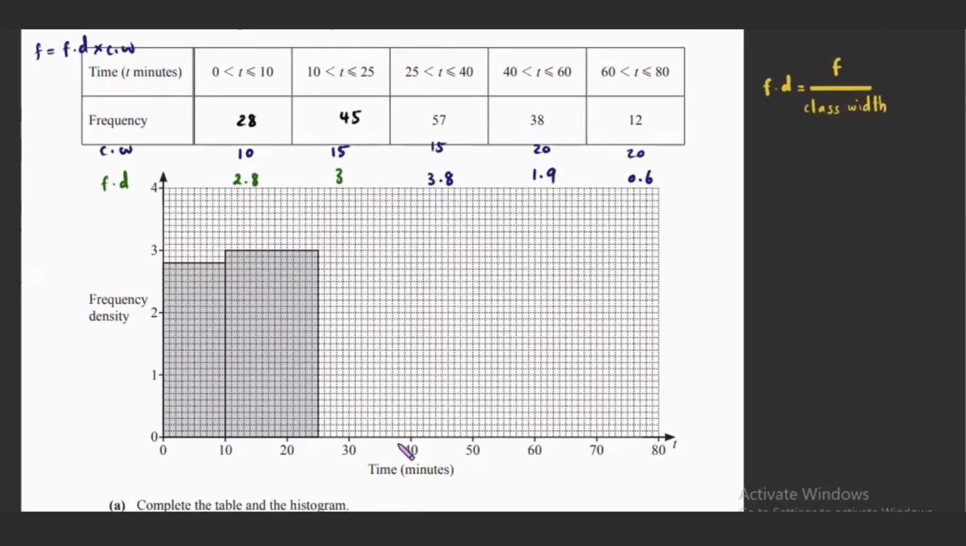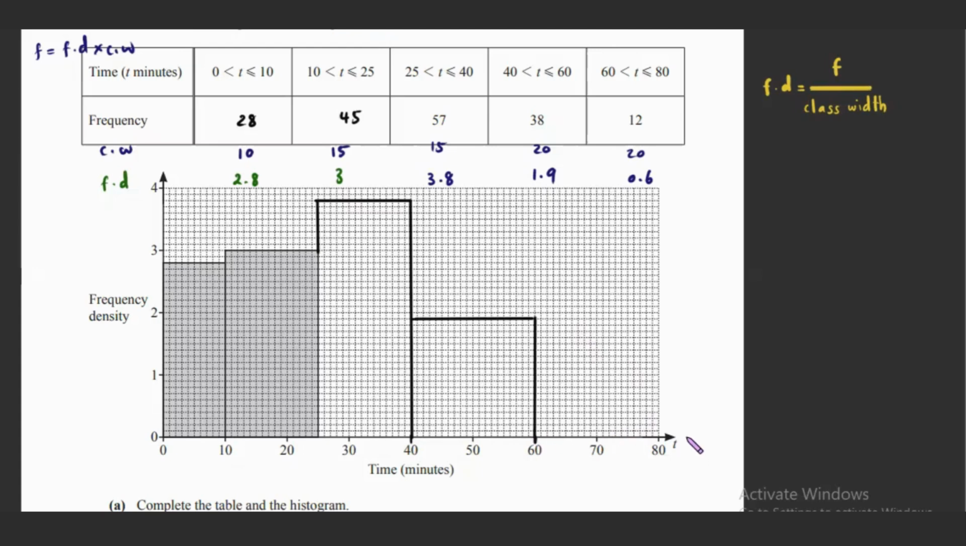So the second one is 25 to 40, that is from here to here, has a height of a frequency density of 3.8. So that's going to be up to this height. So then let me draw that. It's going to be like this. Next, we have 40 to 60, which is 1.9. So 40 to 60 is here. So 1.9, this is where 2 is. So 1.9 will be here. So 40 to 60, and it has to be 1.9. So this is how it will be.